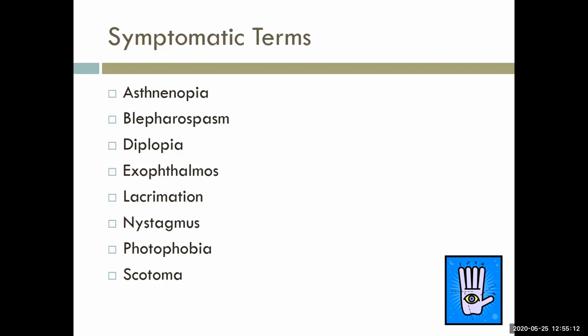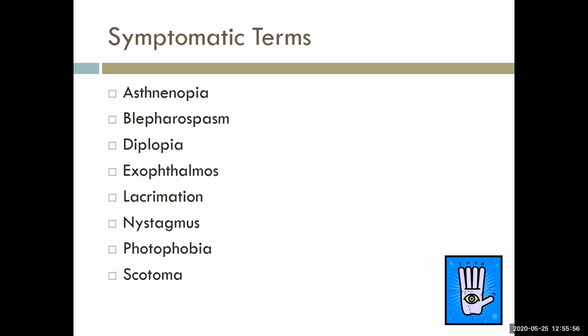When we look at some of the symptomatic terms, asthenopia would be eye strain, so asthenia meaning weak, so somebody's straining to see. And then we have blepharospasm, that is involuntary contraction of the muscles surrounding the eye, causing uncontrolled blinking and squeezing of the lid. Diplopia is double vision. Exophthalmos means the abnormal protrusion of one or both eyeballs, so the eyes look like they're coming out. Lacrimation is secretion of the tears.